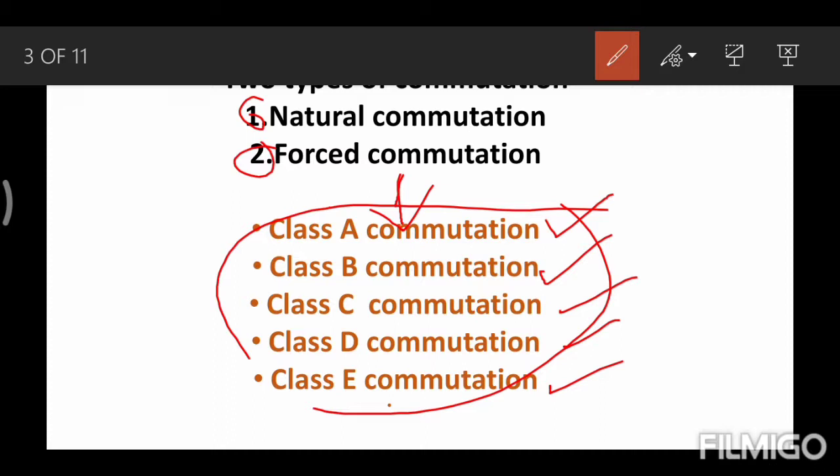This natural commutation is also called line commutation. And the second one is forced commutation. Forced commutation means we are going to apply some additional settings or additional devices to turn off the SCR. Later we can see the detailed explanation of this forced commutation.